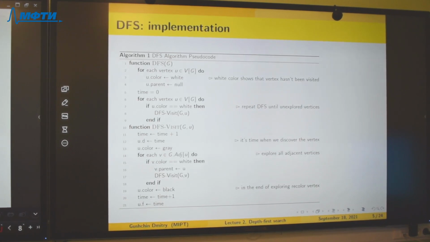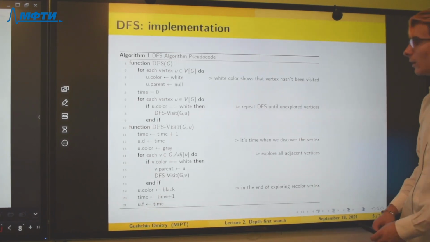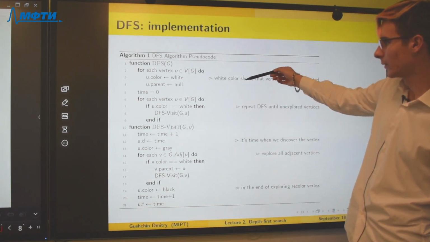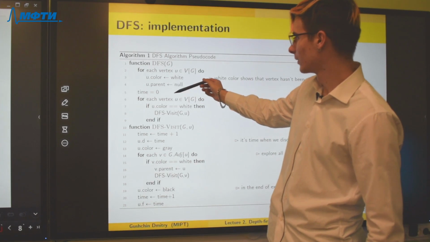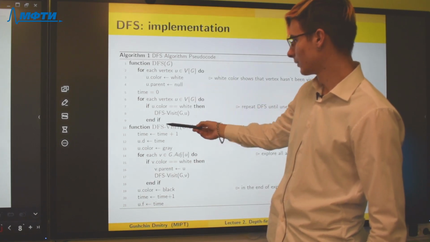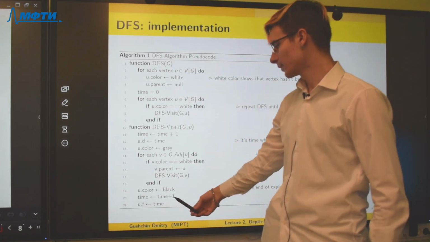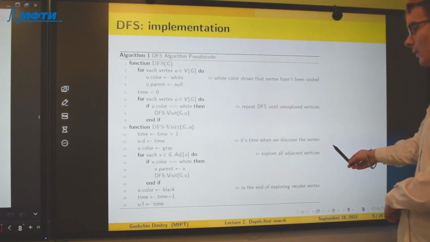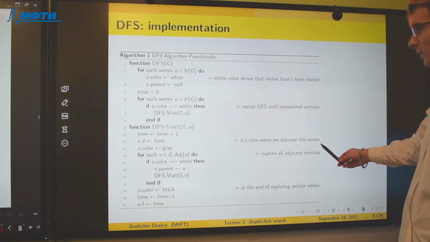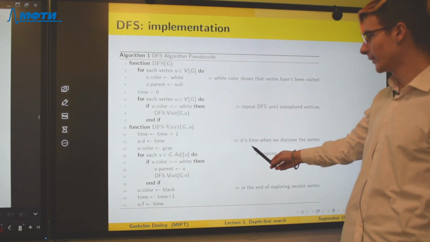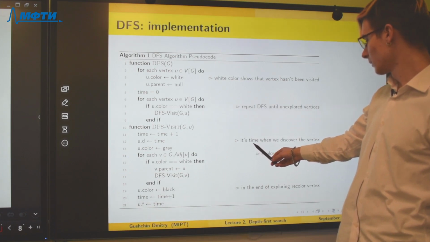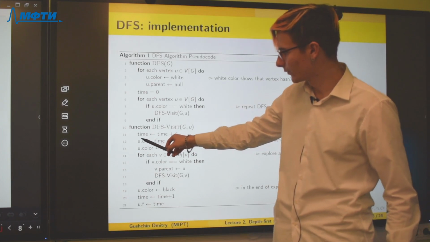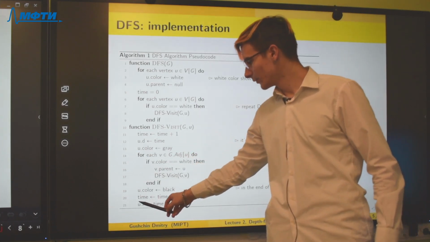Okay. Time is the time when we discover the vertex. Here time is 0, and then down, go right. It's the time when we discover the vertex. Why do we need it? To set the time when we discover it and when we finish it.